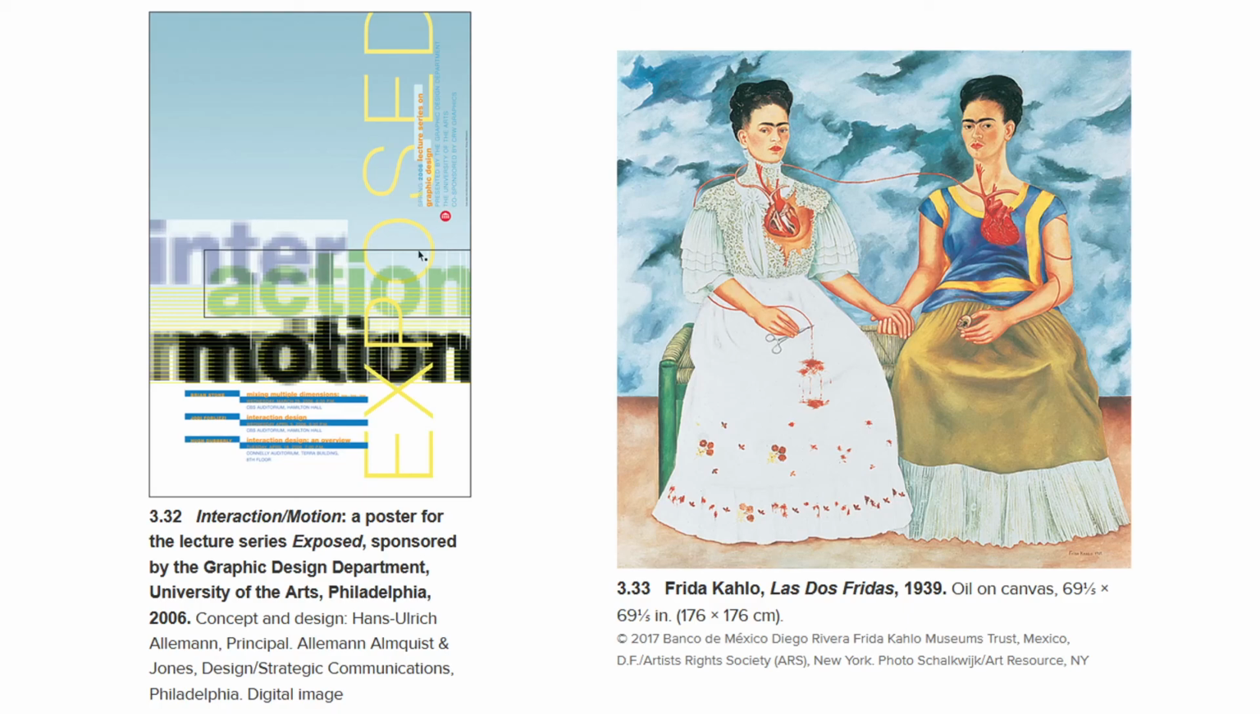So each type of balance has its advantages. The approximate symmetry that Frida Kahlo used for her double self-portrait on the right over here is symbolically appropriate and compositionally effective. Painted in response to her divorce from painter Diego Rivera, it represents the beloved Frida in native costume on the right and the rejected Frida in European dress on the left right here. And a linear vein connects the two women's hearts.